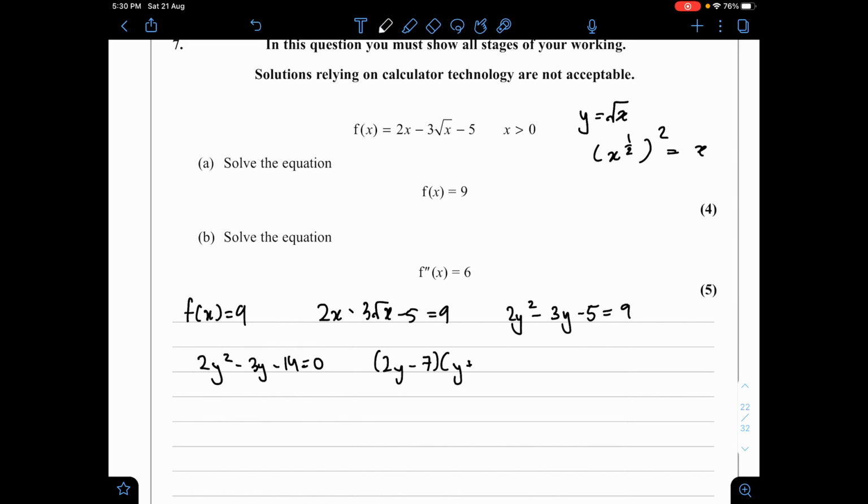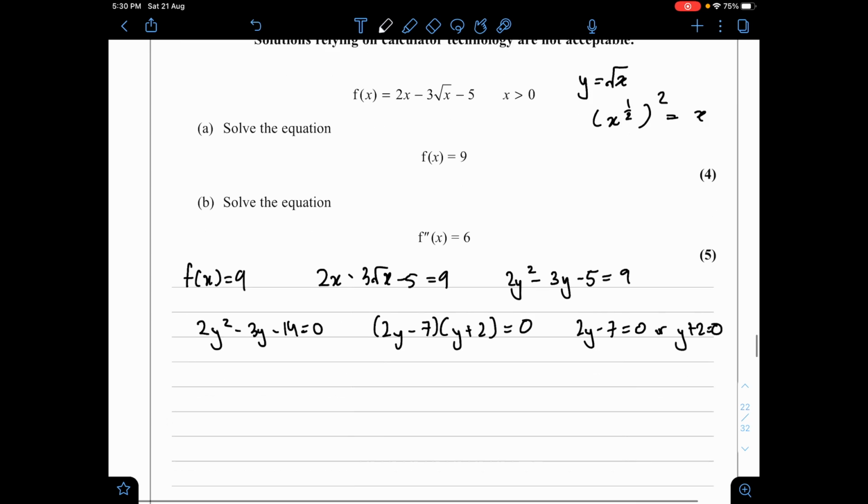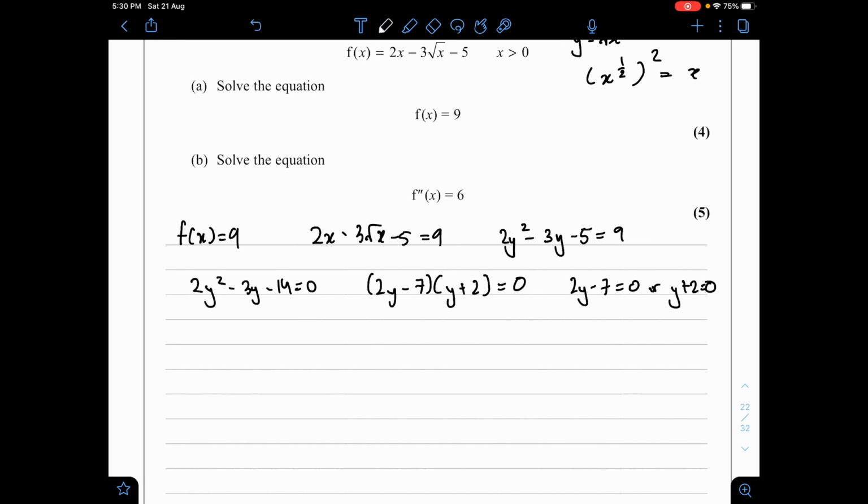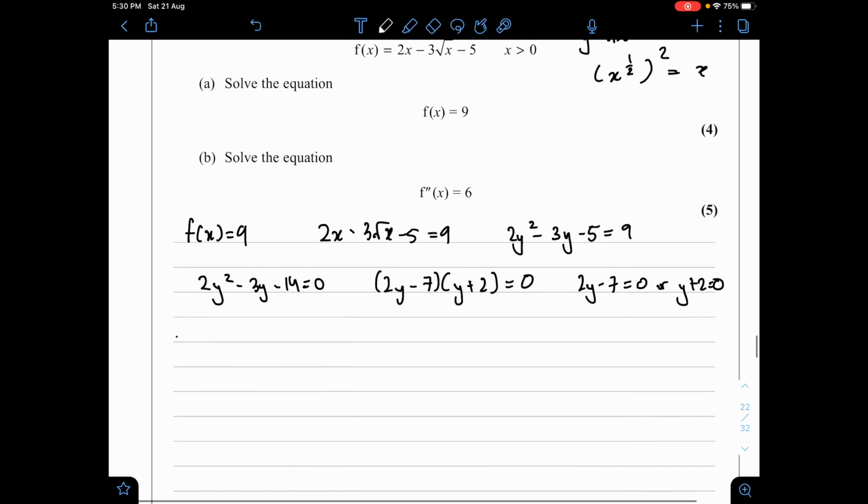You can also still use the calculator to solve it directly. So this is what we have here: 2y minus 7 and y plus 2. So our two answers could be 2y minus 7 equals 0 or y plus 2 equals 0. So let's do y plus 2 equals 0. Now we can just put our root x back there.